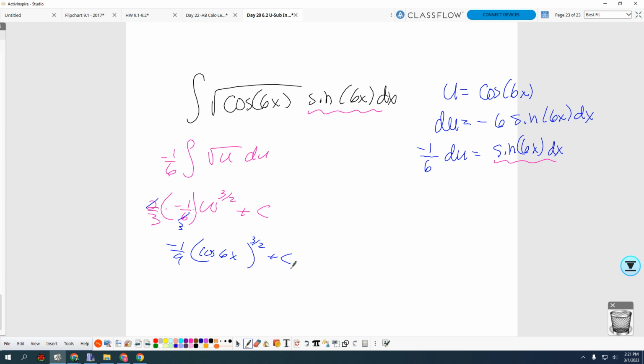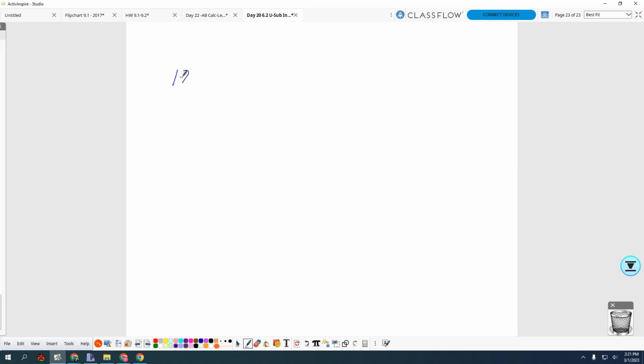Still questions? Anything else on the worksheet? Yeah? Number 17. Okay, Will, what is 17 asking us to do? It's the integral of 1/3 secant squared of 8x dx.